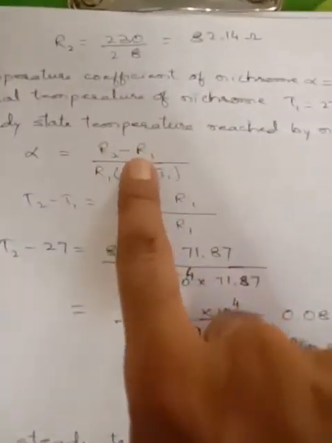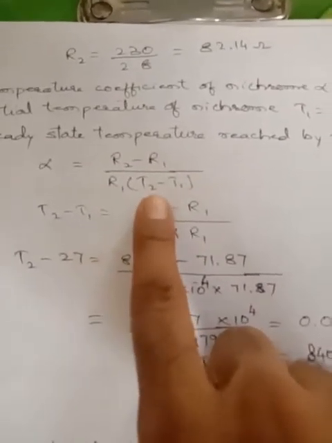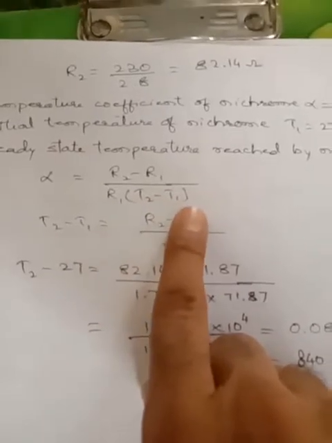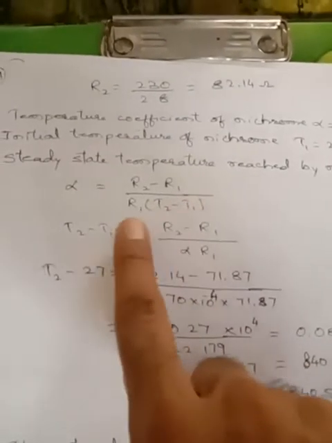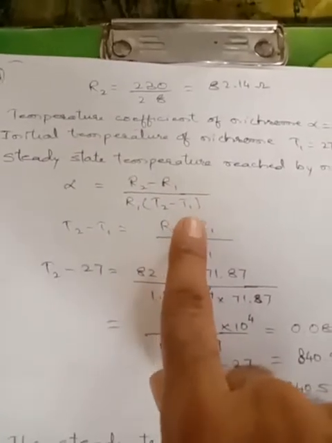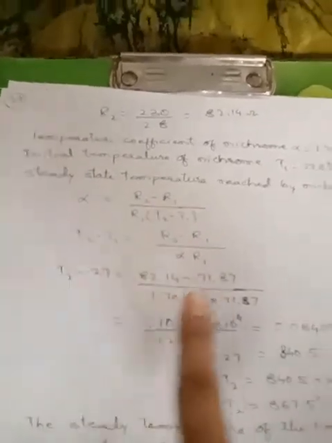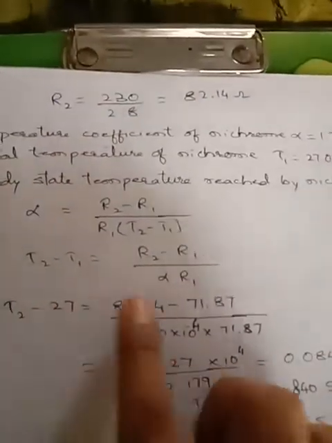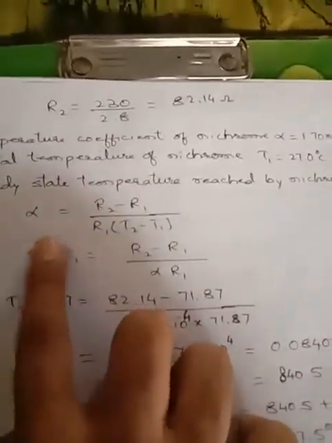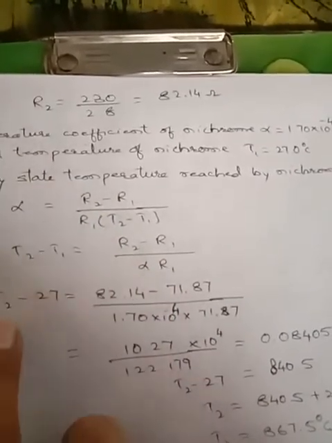Alpha is equal to R2 minus R1 divided by R1 into T2 minus T1. Again here, what we have to do is send this term to T2 minus T1; as a second temperature we have to find out. T2 temperature we have to calculate. So T2 minus T1 will become what? Send this term to numerator and alpha will come to the denominator. So why we are doing all these things? Because we have to calculate the value of T2.